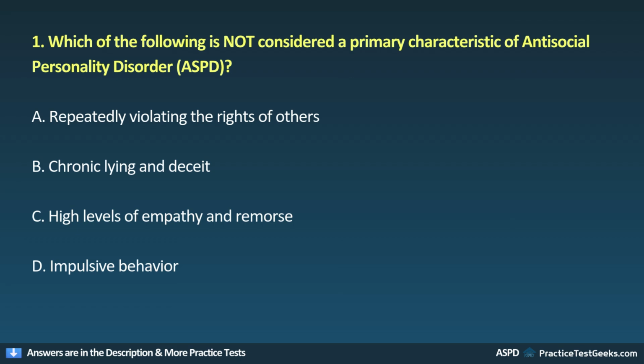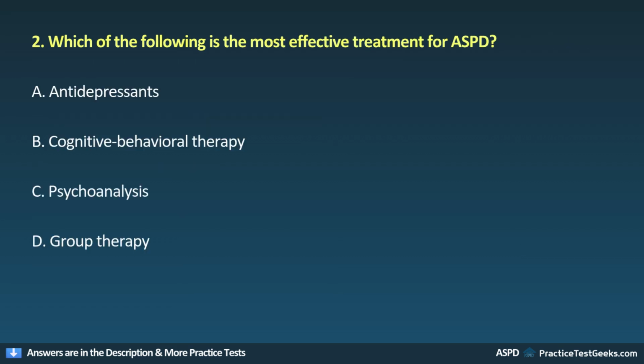1. Which of the following is not considered a primary characteristic of antisocial personality disorder, ASPD? A. Repeatedly violating the rights of others. B. Chronic lying and deceit. C. High levels of empathy and remorse. D. Impulsive behavior. 2. Which of the following is the most effective treatment for ASPD?